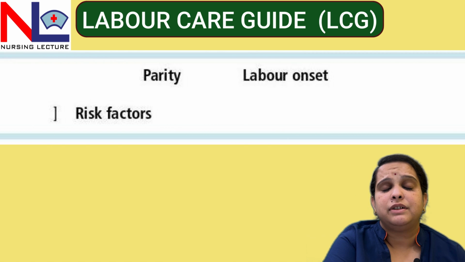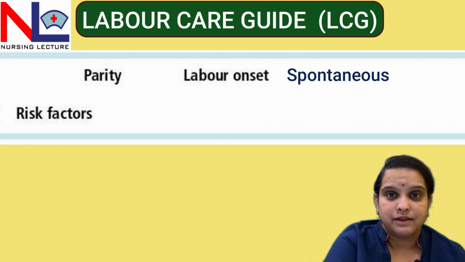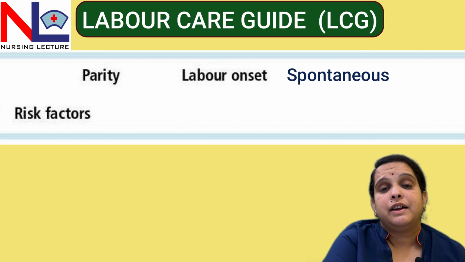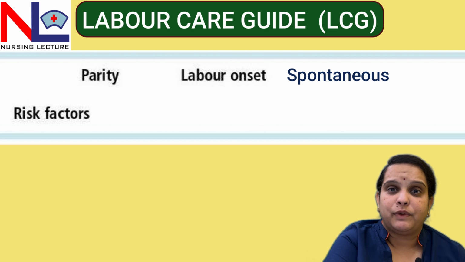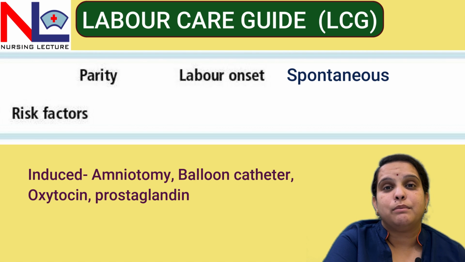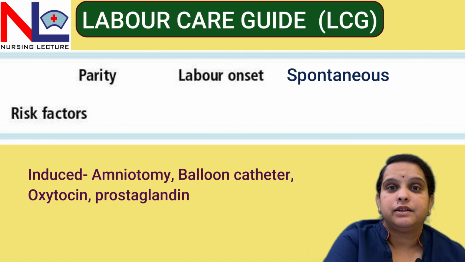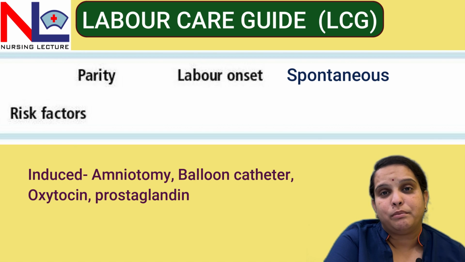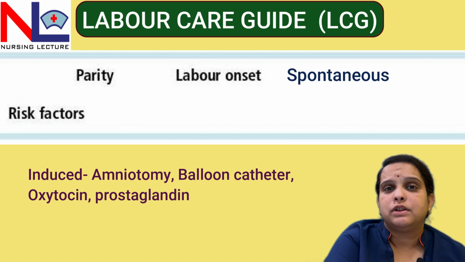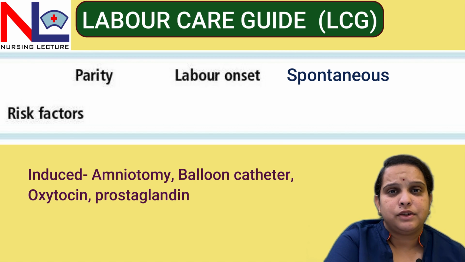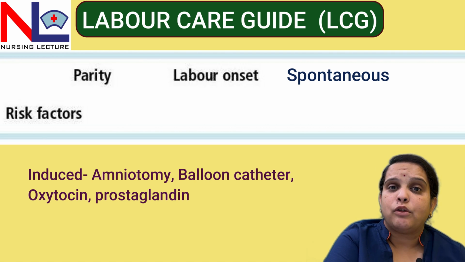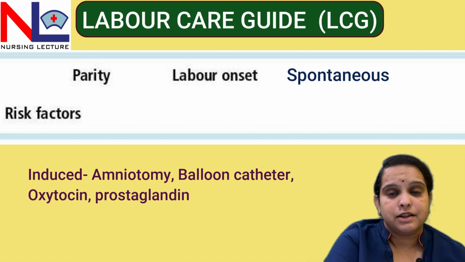usually in normal labor, the onset is spontaneous. Spontaneously the labor starts, the true labor pain starts. But suppose any induced labor is there, where artificial rupture of membrane is done, or a balloon catheter is manually inserted to separate the fetal membrane from decidua, or some drugs are used like oxytocin or prostaglandin, in such conditions you can write induced. Otherwise, in normal cases where the mother has pain spontaneously, then you can write spontaneous.